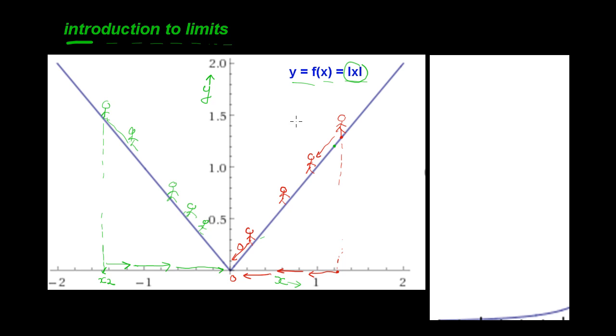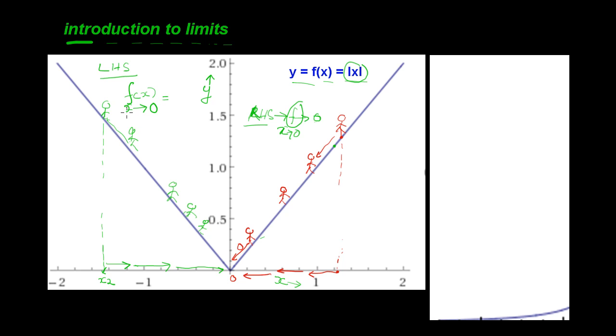So that means when this person is moving from the left hand side, the function value is approaching 0. When x is approaching 0, the function value is approaching 0. This is on the right hand side, not on the left hand side. Okay, now let's come to the left hand side. What happens to the function value f of x when x is approaching 0?